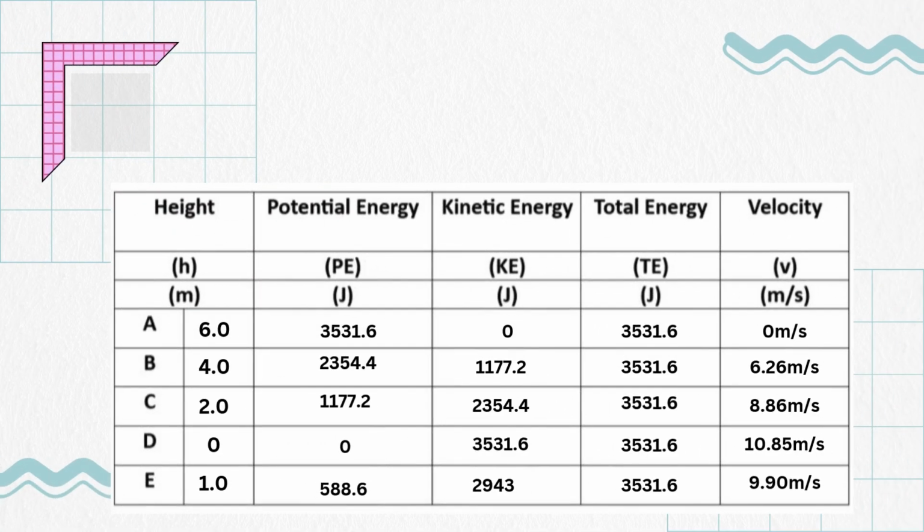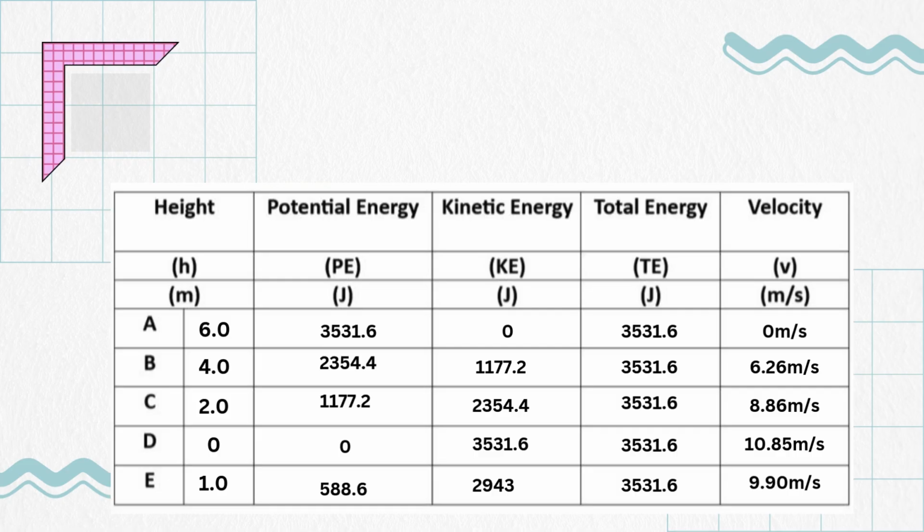1. Point A, height equals 6 m. The object is at its highest position with maximum potential energy, 3531.6 J, and no kinetic energy, 0 J, indicating it is stationary. The velocity at this point is 0 meters per second.